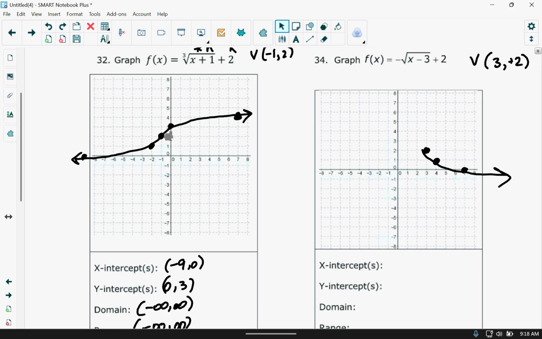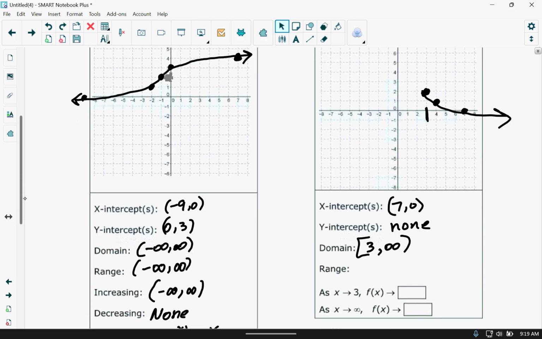The x-intercept is at 7, 0. The y-intercept, it doesn't touch the y-axis because the point farthest to the left is at +3. If you go anywhere to the left of that, it gives you the error in the calculator. So that's none. The domain is going to be from where it starts on the x-axis. It starts at 3, has a black dot, and goes to the right forever. So it's going to be bracket 3, comma, infinity, parenthesis.